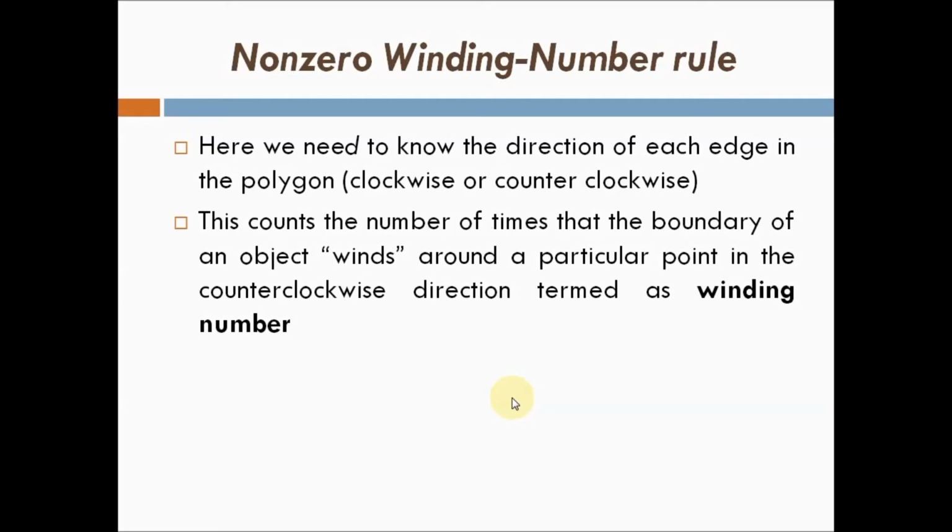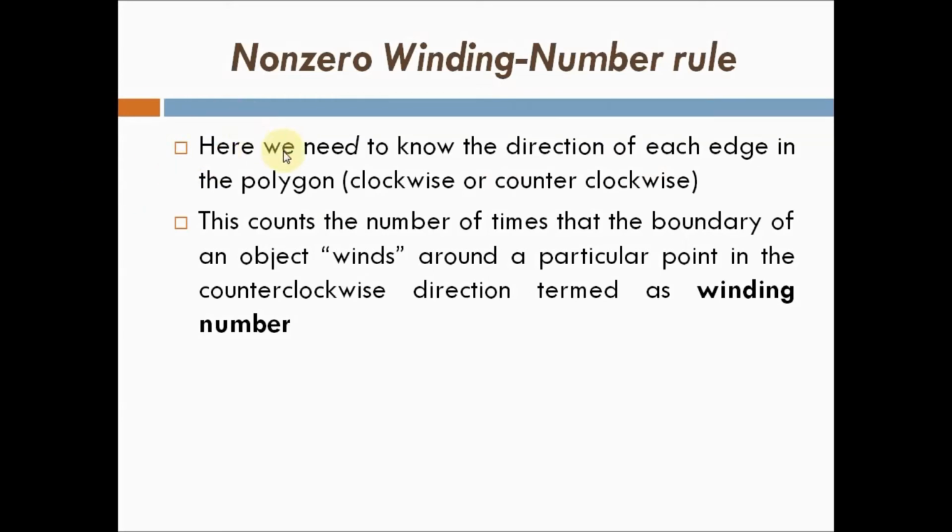Now see here how this rule works. Here we need to know the direction of each edge in the polygon. I will take up the example, then you will understand this in a better way. So here I have to find the direction of each edge, and the direction can be in 2 ways. Either clockwise or counterclockwise.